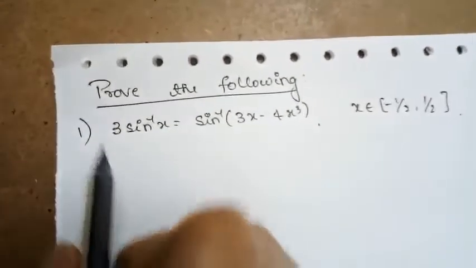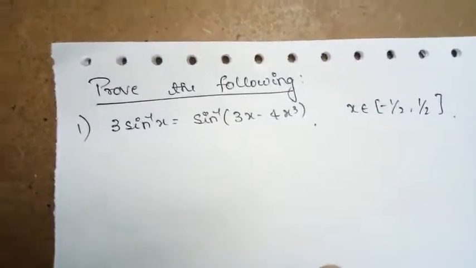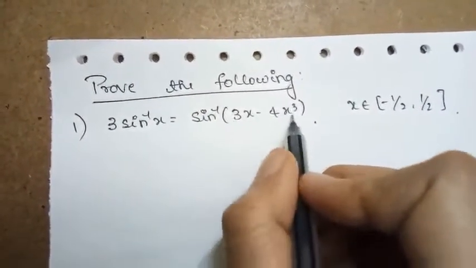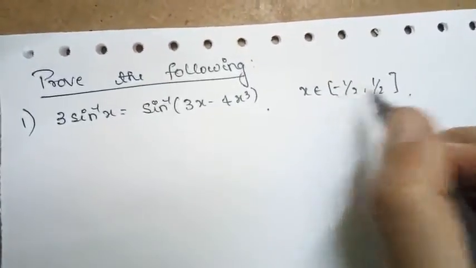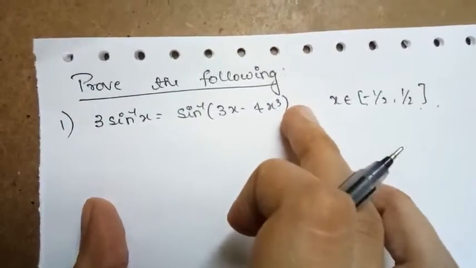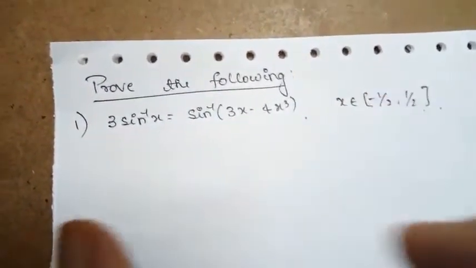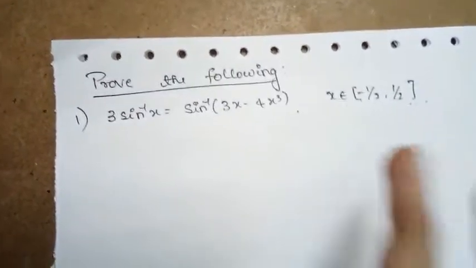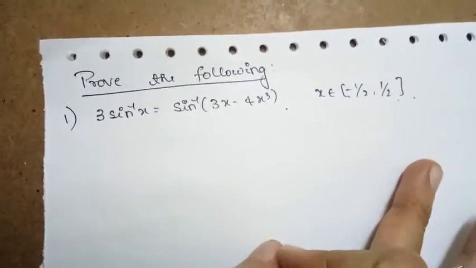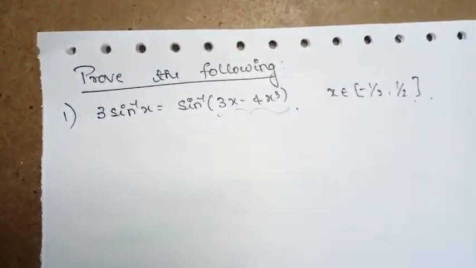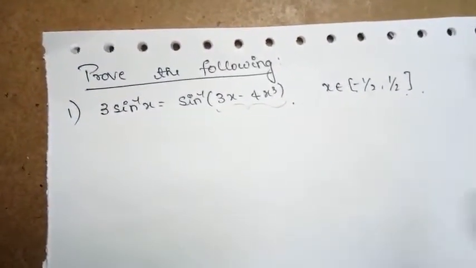So this is the first question. Here we need to prove that 3 sin inverse x is equal to sin inverse of 3x minus 4x cube, when x belongs to minus 1 by 2 to 1 by 2. Now, by looking at this question, to solve inverse trigonometric questions you must be thorough with all trigonometric properties or identities. By looking at 3x minus 4x cube, you get a clear idea.